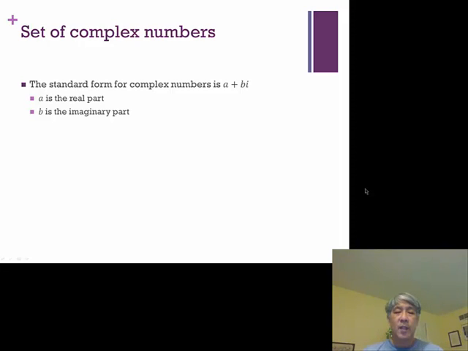So the set of complex numbers, the standard form for this is going to be a plus bi, where a is the real part and b is the imaginary part. It's really bi that is the imaginary part. Both a and b are just real numbers, so they don't have to be integers. They can be real numbers like square root of 2 or pi over 4 or -3. Any real number is fine.